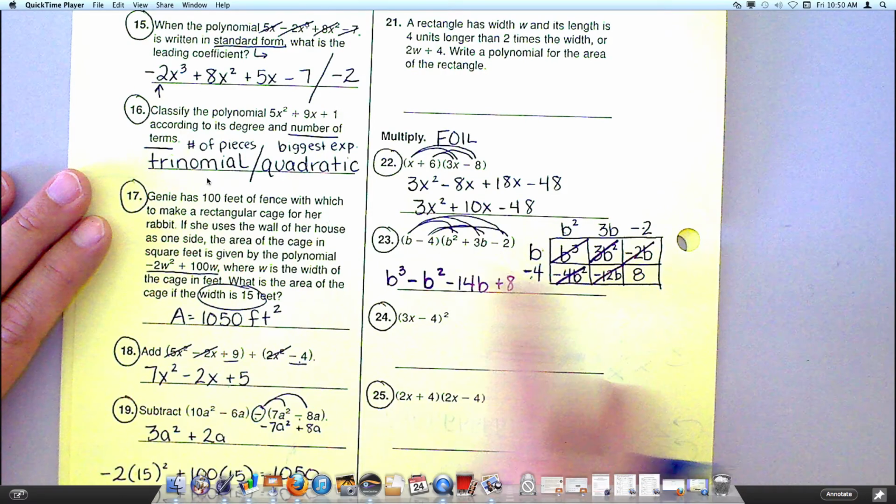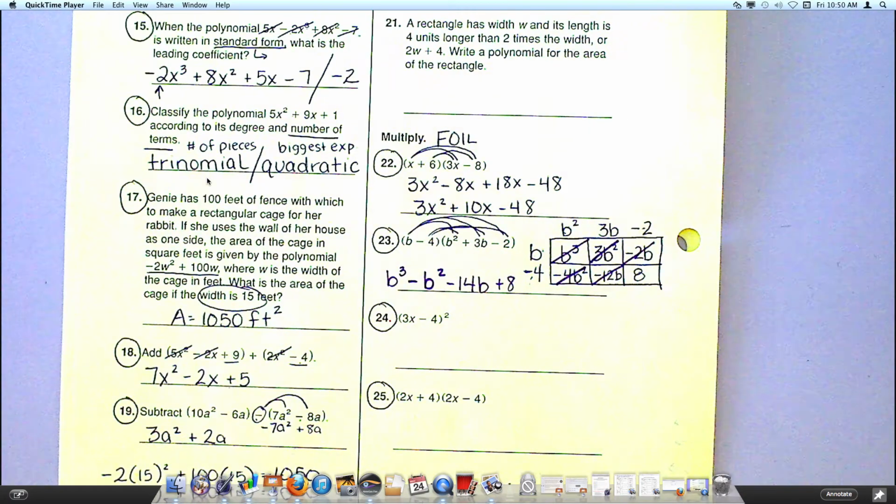And so the box helps you make sure that you get all of the combinations. If you're good at keeping that all organized without using the box, I don't care. Okay, but I just wanted you to see that.